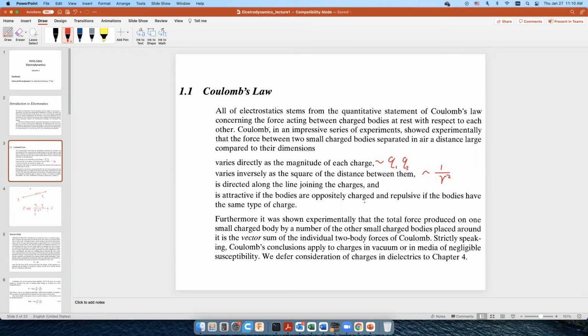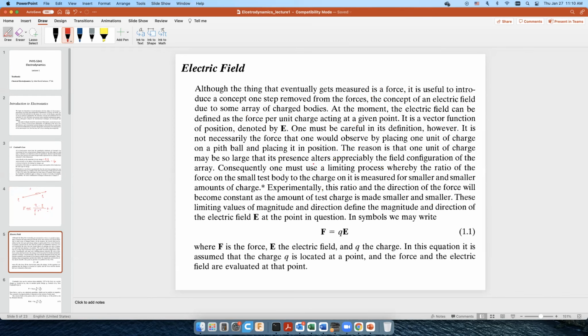Coulomb's law describes the magnitude and direction of the forces between two charges. And then from the forces, we can derive another concept, which is the electric field. Although the thing that eventually gets measured is a force, it is useful to introduce a concept one step removed from the forces, which is the concept of an electric field due to an array of charged bodies.